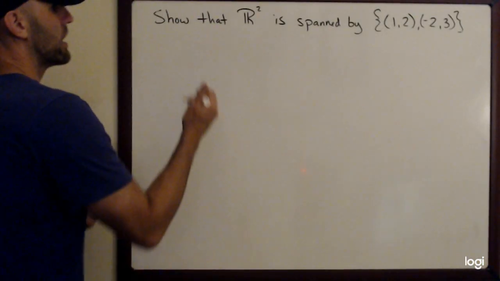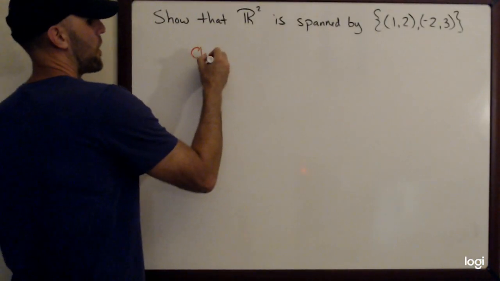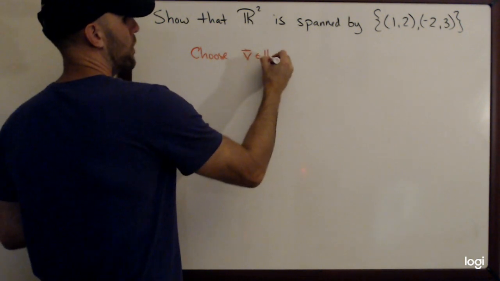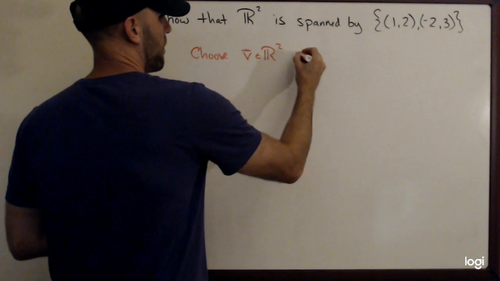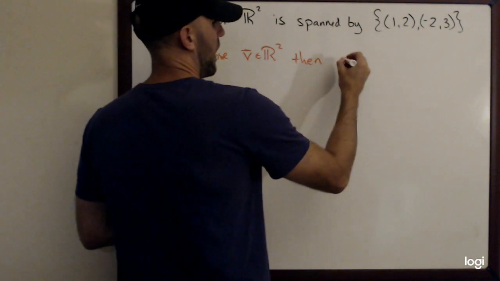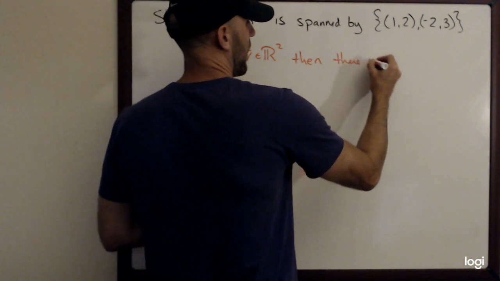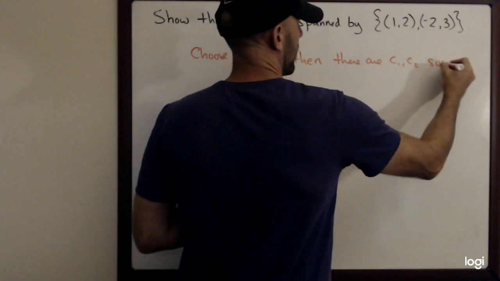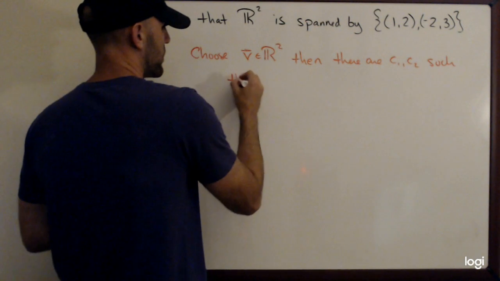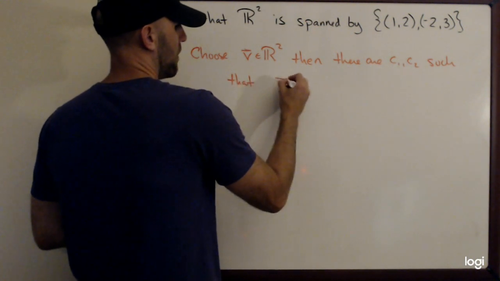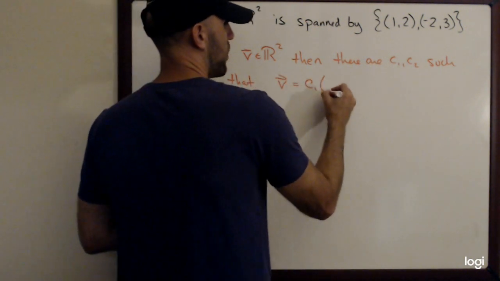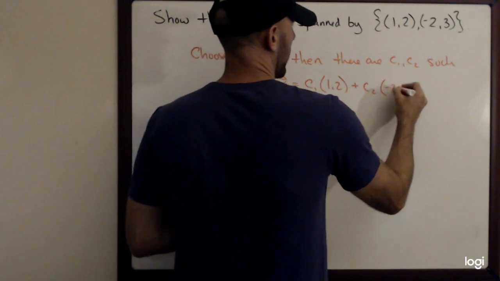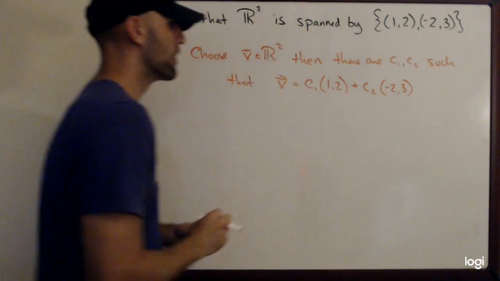So this is trying to say, choose some vector V, which is a member of R2, then there are C1 and C2 such that V is equal to C1 times (1, 2) plus C2 times (-2, 3).